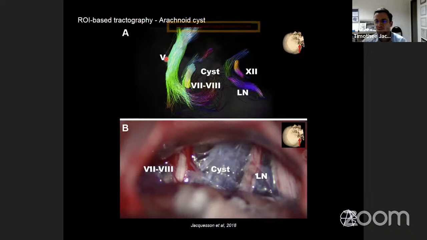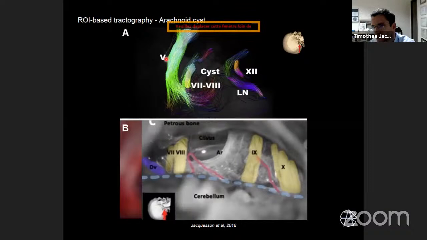And it gave us some confidence at the beginning of the surgery to identify the cranial nerves very early and to move fast during the surgery, with a safer and more accurate surgical removal or opening of this arachnoid cyst. So that's the way we first used this ROI-based tractography.